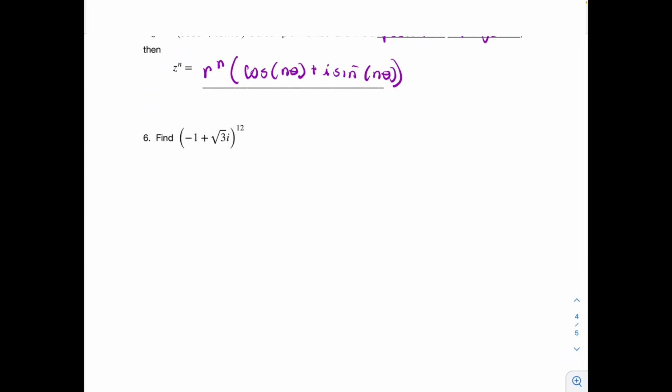So here's an example. I'm going to find the power of this complex number here. Now, the key to using de Moivre's theorem is that it has to be written in polar form. So that's going to be my first step. I'm going to pause and let you practice this.